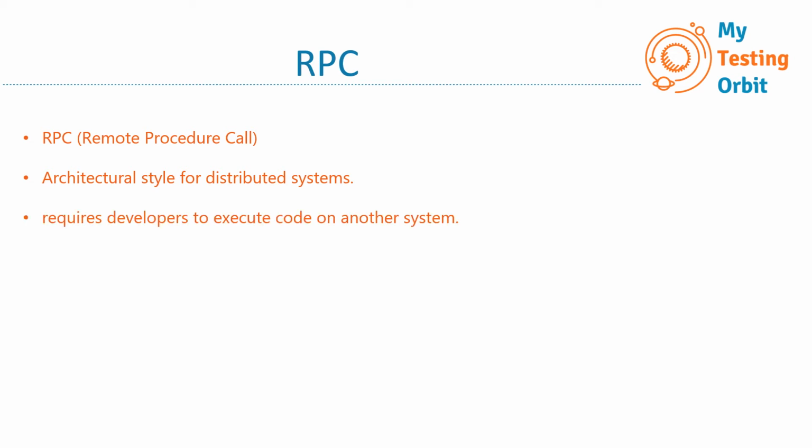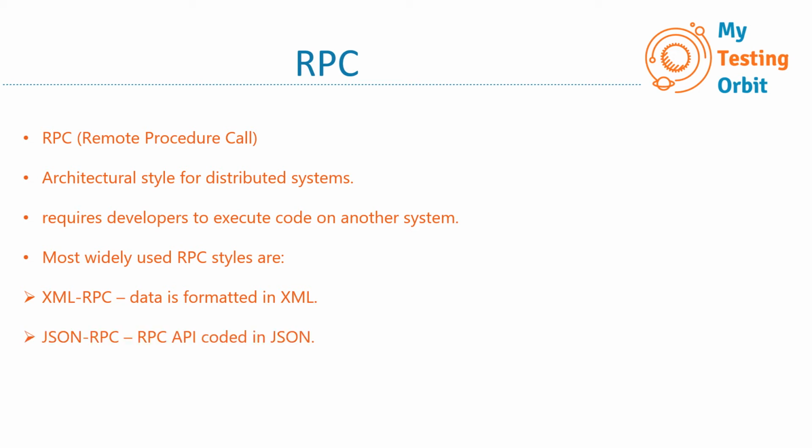Okay, let's have a look at RPC. RPC stands for Remote Procedure Call. This is an architectural style for distributed systems. It requires developers to execute code on another system. The most widely used RPC styles are XML RPC, where data is formatted in XML, and the other one is JSON RPC, where the RPC API is coded in JSON. It is tightly coupled, which makes it harder to maintain or update.